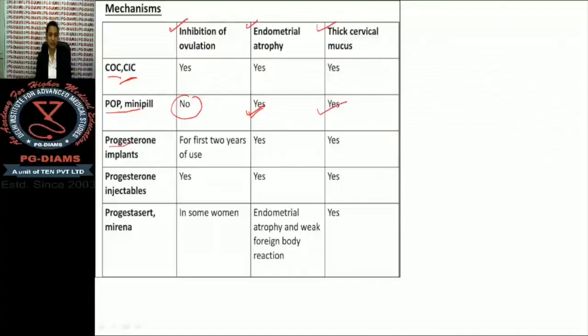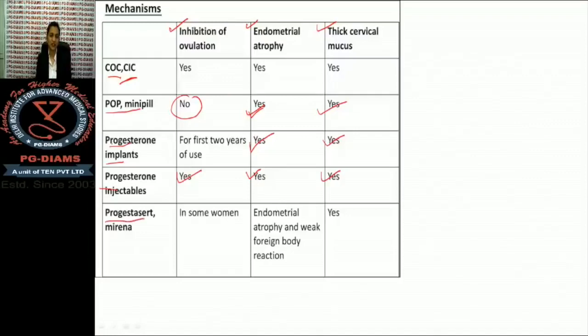Then coming to progesterone implants, which are also low dose. For the first 2 years, because the dose is comparatively higher, progesterone can have some negative feedback effect, and for the first 2 years you can have inconsistent anovulation. But later, and even in the first 2 years, the most consistent effects are endometrial atrophy and thick cervical mucus, responsible for the contraceptive effect. Then coming to progesterone injectables, which I told you earlier are high dose progesterones. That's why they have this effect of anovulation, endometrial atrophy as well as thickening of cervical mucus.